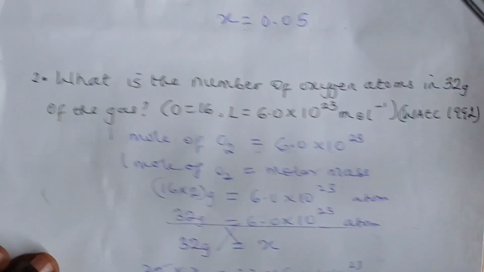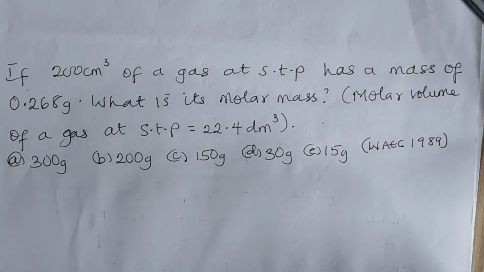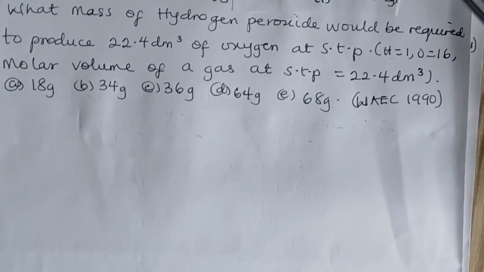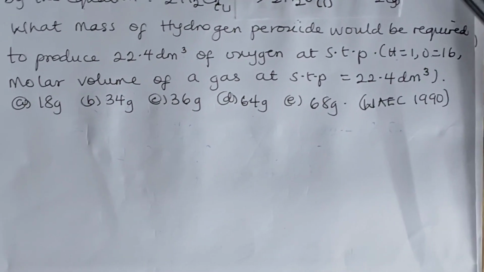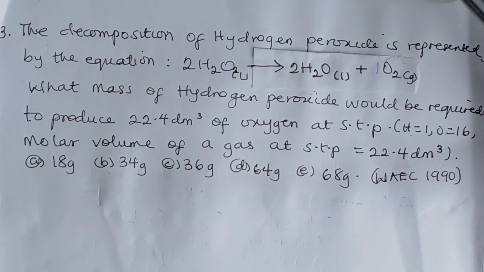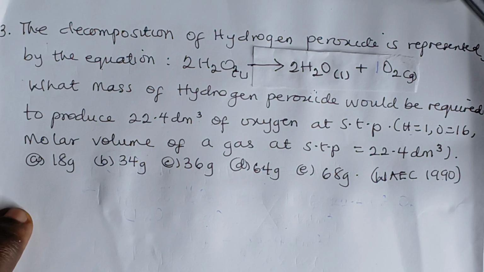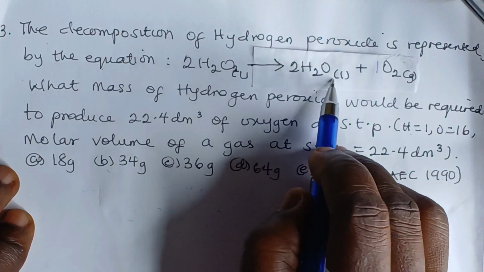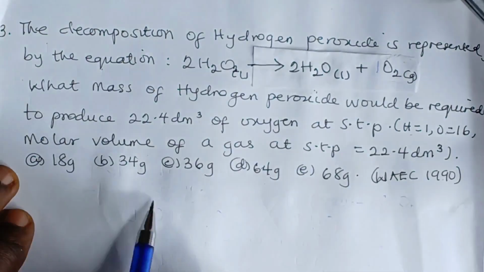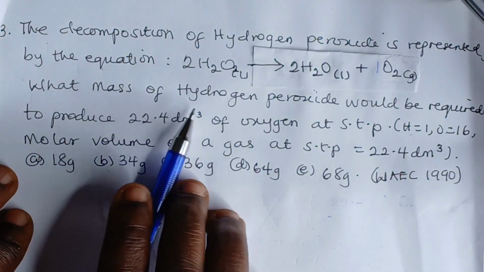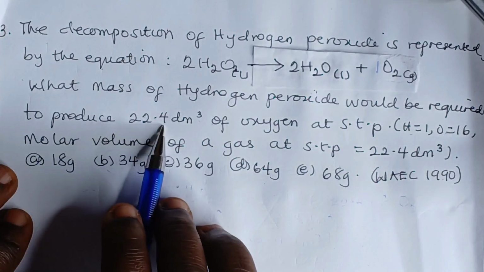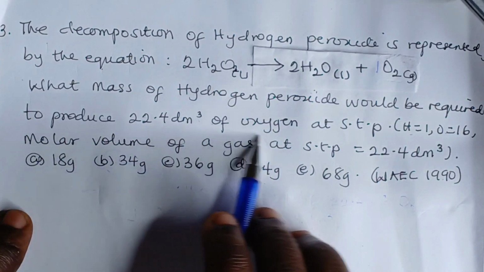The next question is on WAEC. It's from WAEC 1990, Question 3. The decomposition of hydrogen peroxide is represented by the equation: 2 moles of hydrogen peroxide give 2 moles of water and 1 mole of oxygen. What mass of hydrogen peroxide will be required to produce 22.4 dm³ of oxygen?